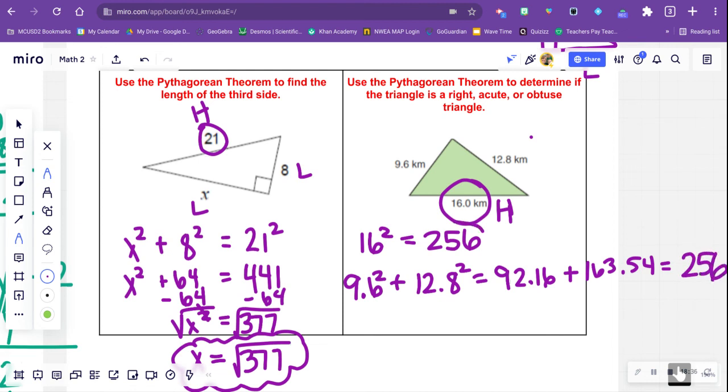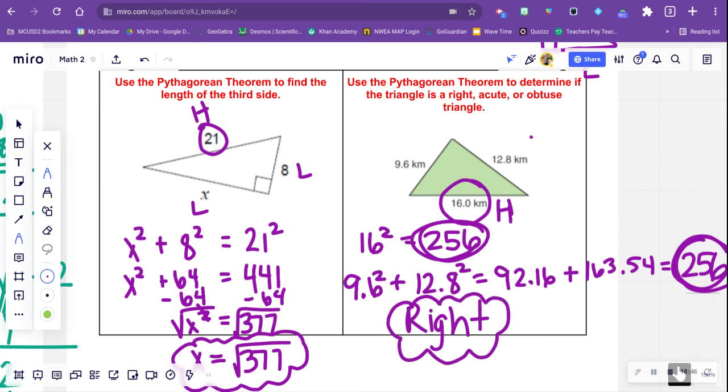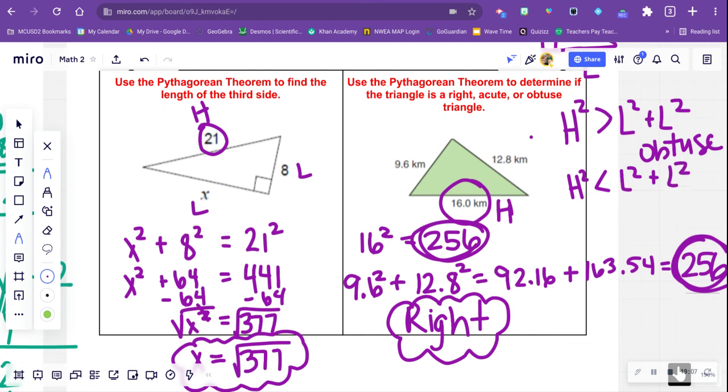So, hey, notice I got the same thing. And so if that happens, it's a right triangle. If your hypotenuse squared was larger, then it would be obtuse. So if h squared is bigger than L squared plus L squared, that's obtuse. And then if h squared is less than the leg squared plus the leg squared, that is acute. So that could happen. All right.